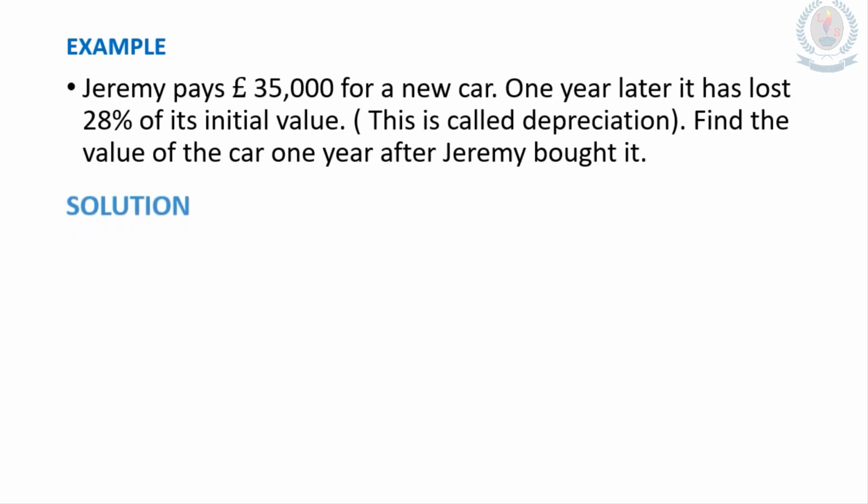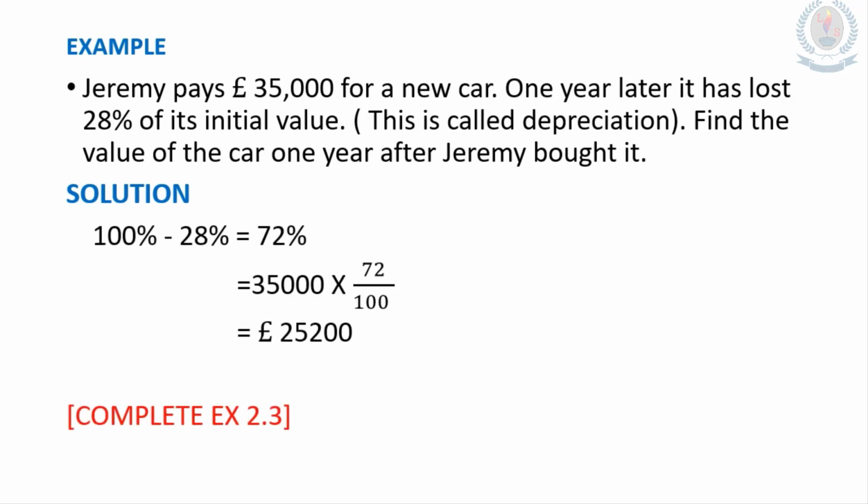Can you remember in the previous one it was an increase? That's why we added that percentage amount to 100. Here it is a decrease, so you have to subtract 28% from 100%. The answer is 72%. Now you can write that 72% as a fraction, 72 over 100. Multiply it by 35,000. Then after simplifying this, the final answer is 25,200 pounds. Now try to complete exercise 2.3 in your textbook.